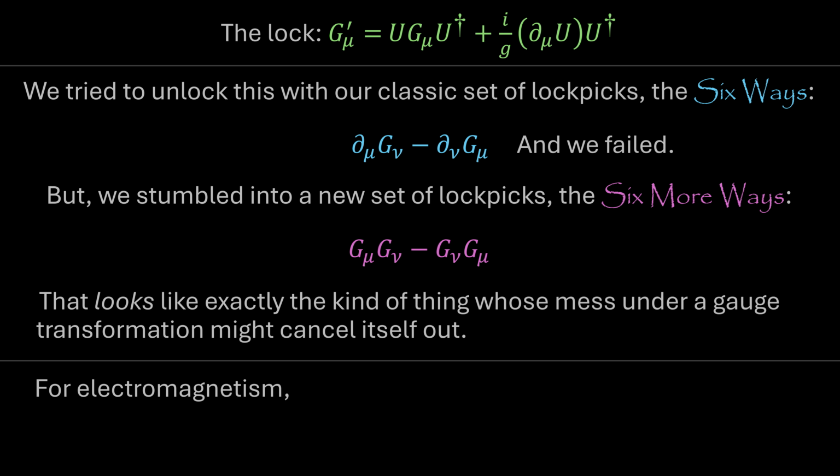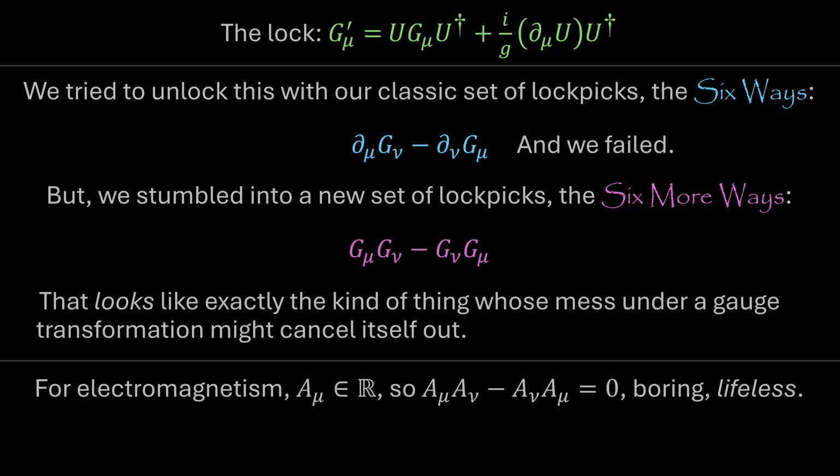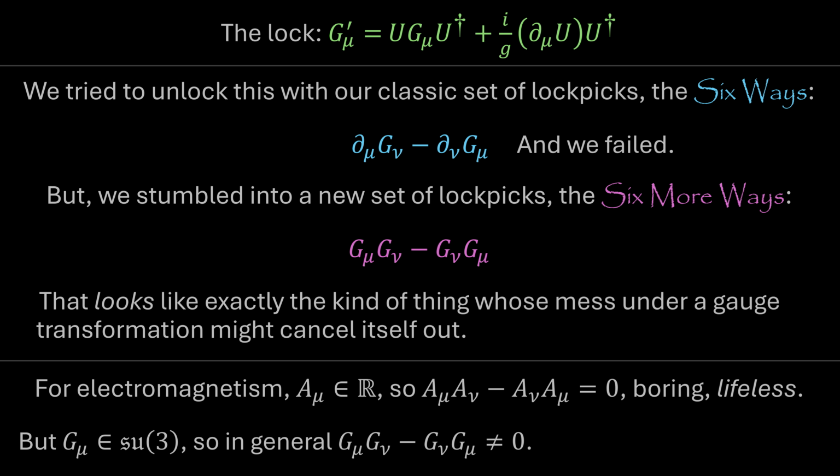Like for electromagnetism, the components of the photon field are real numbers. They live in the Lie algebra of U1, and so they always commute. So an expression of the form a mu a nu minus a nu a mu is always zero and boring and lifeless, and there's nothing we can do with it. But now that the components of our gauge field live in SU3, and in general they don't commute, it's like, okay, this is another tool that we can use. And now all we have to do is figure out how to use it. Okay, so how do we use the 6 more ways?